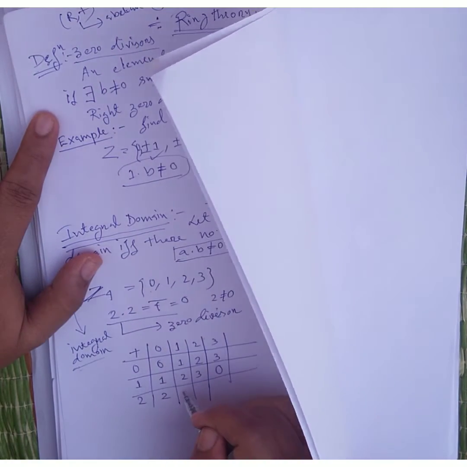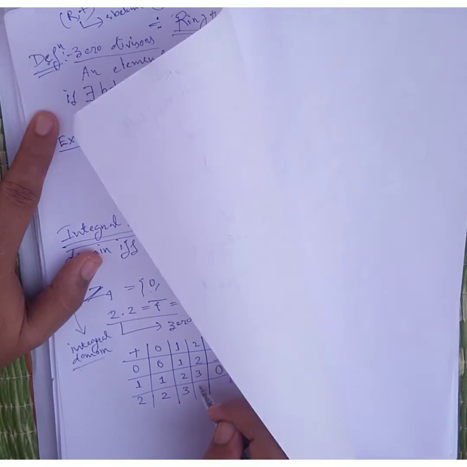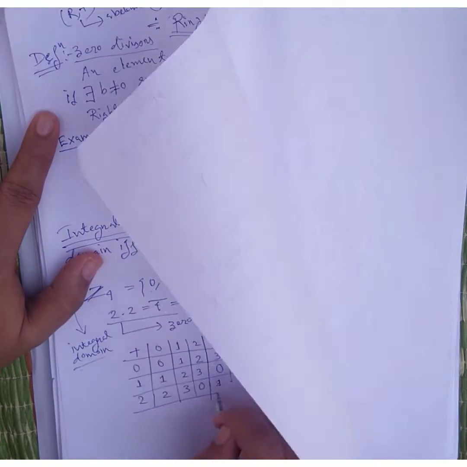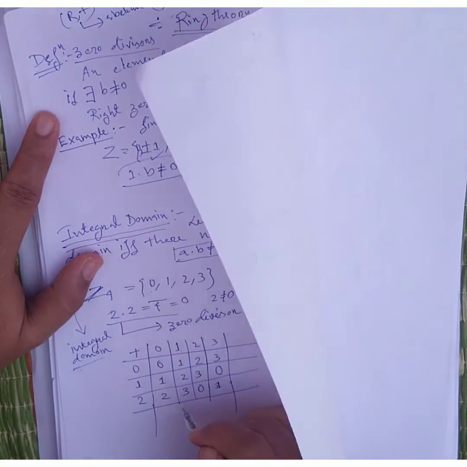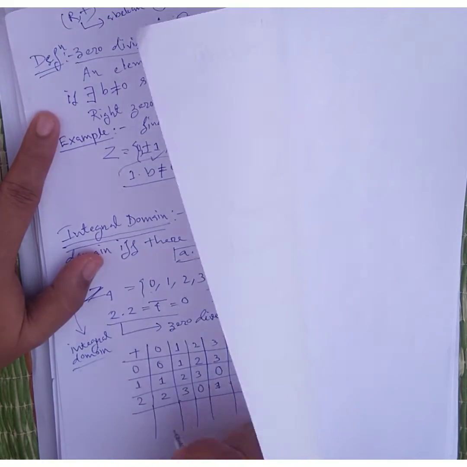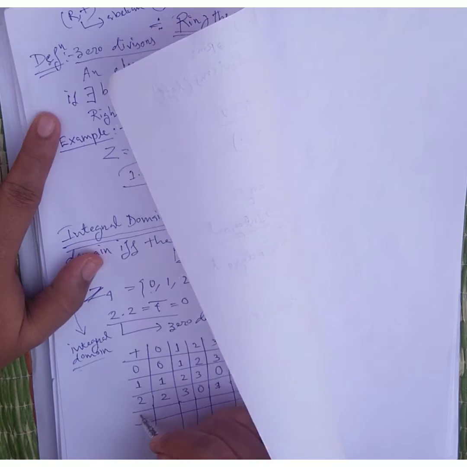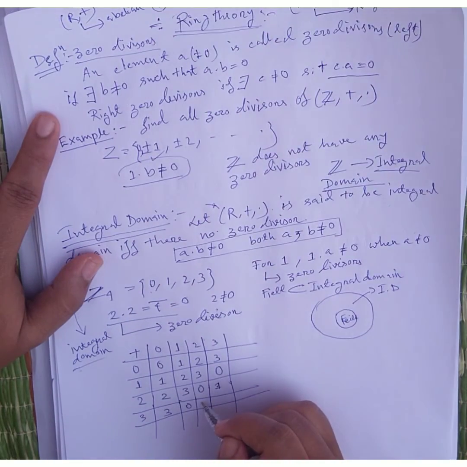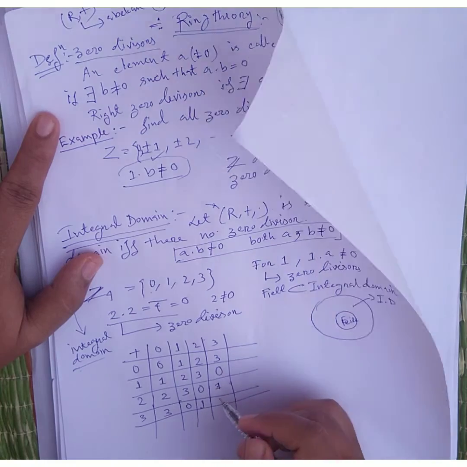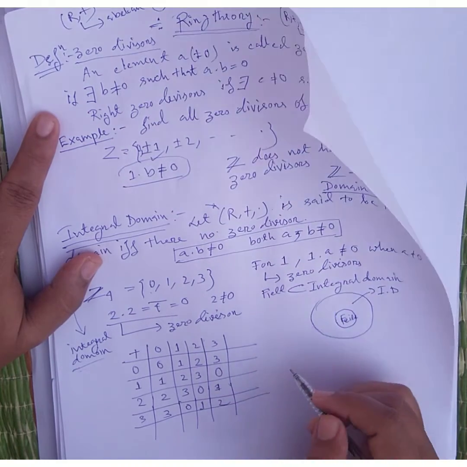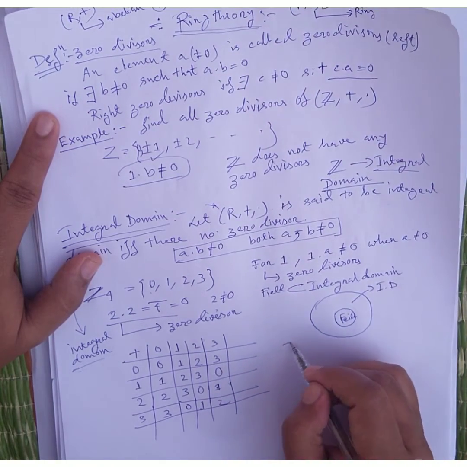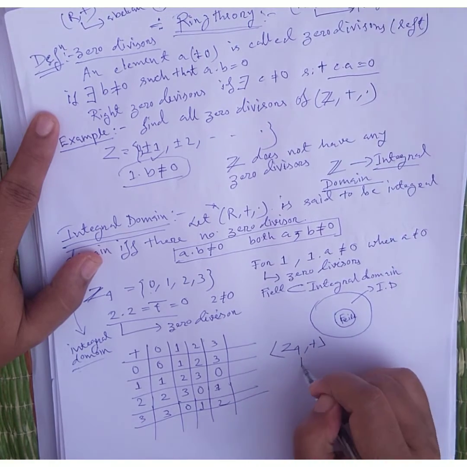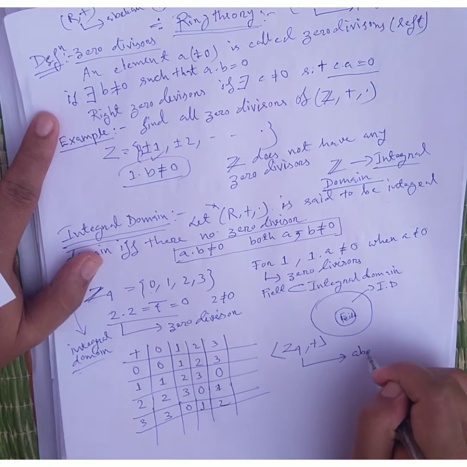2 plus 0 is equal to 2, 2 plus 1 is equal to 3, 2 plus 2 is equal to 0, and 3 plus 2 is equal to 1. And 3 plus 0 is equal to 3, 3 plus 1 is equal to 0, 3 plus 2 is equal to 1, and 3 plus 3 is equal to 6, meaning 2. So friends, whatever I get, Z4 with plus is an abelian group. This group is abelian.